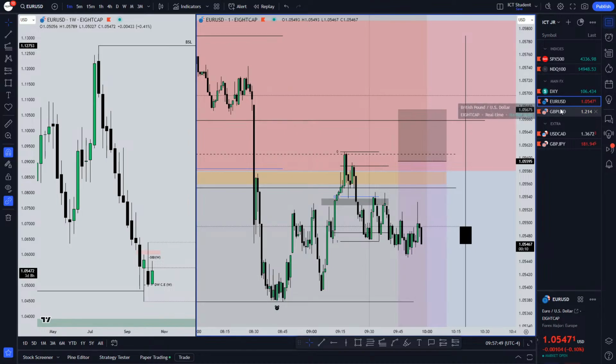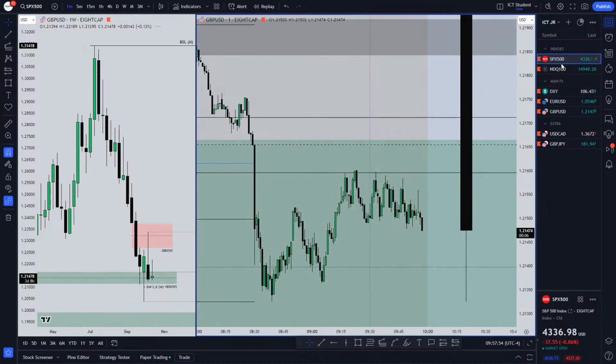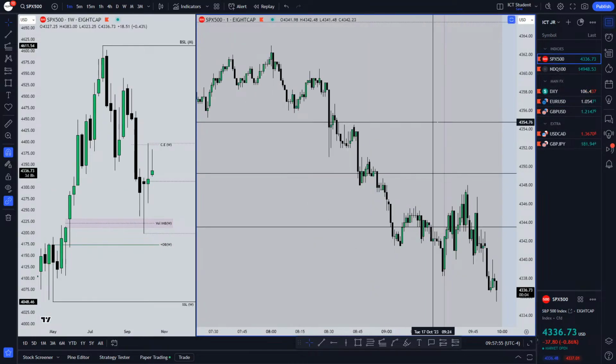If it's CPI week, we have CPI week basically for GU. So that's kind of the only reason why.